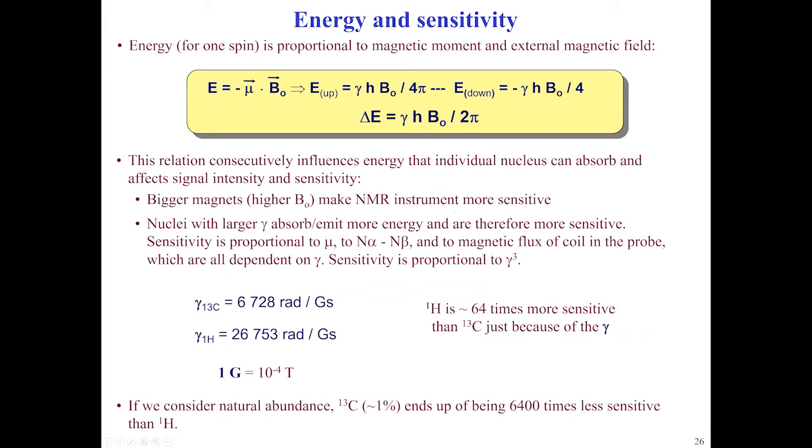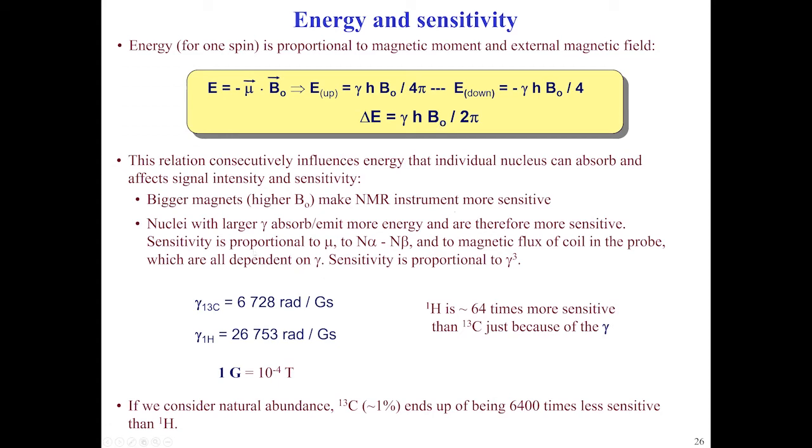B0 is our magnet. So how do you increase this energy difference? Sort of already suggesting or hinting at higher sensitivity. You need bigger B0, a bigger magnet. And that's why it's important to improve sensitivity.